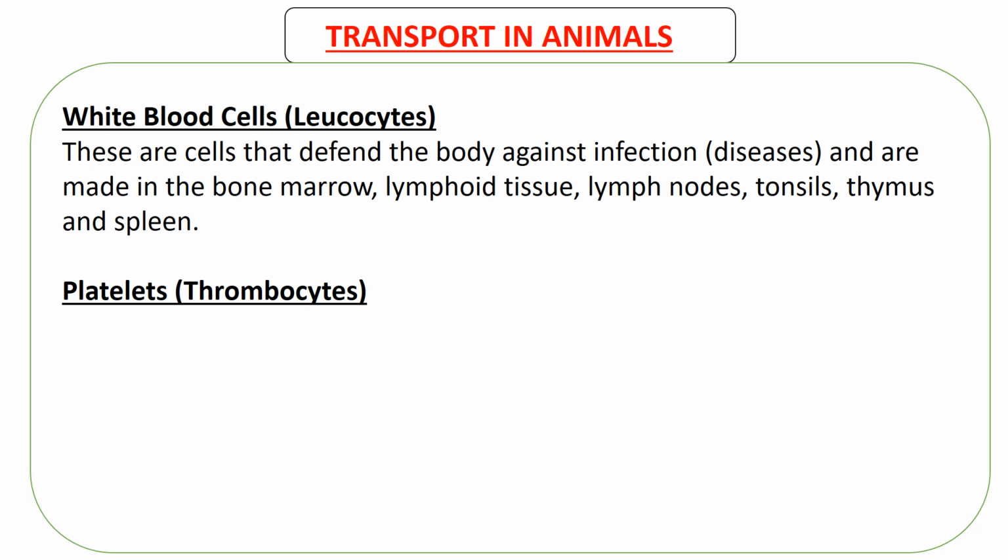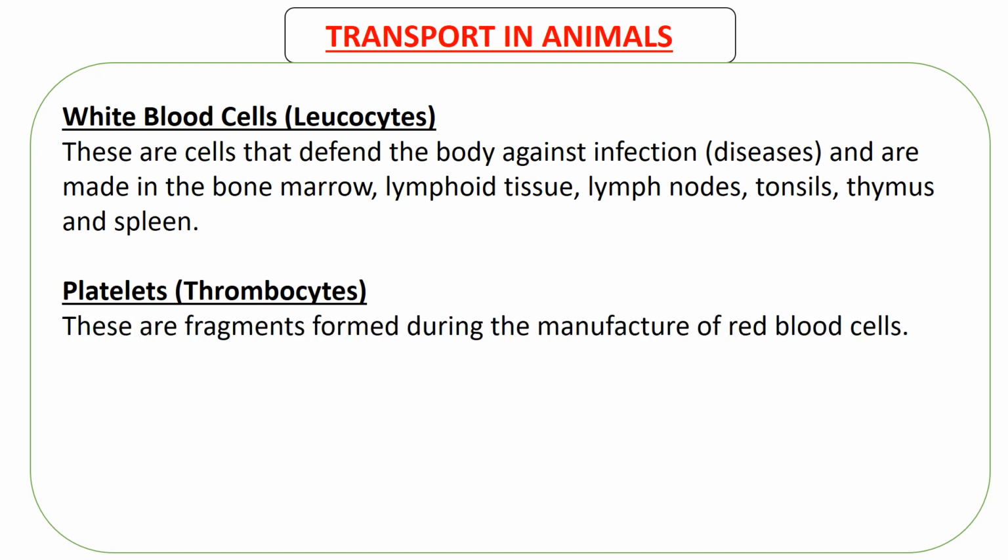So next we go to platelets, which are also called thrombocytes. So these ones have a very important function. So let's take a look at what they have. So these are fragments formed during the manufacture of red blood cells. So as red blood cells are being made, platelets are also made. They are just fragments. Okay.